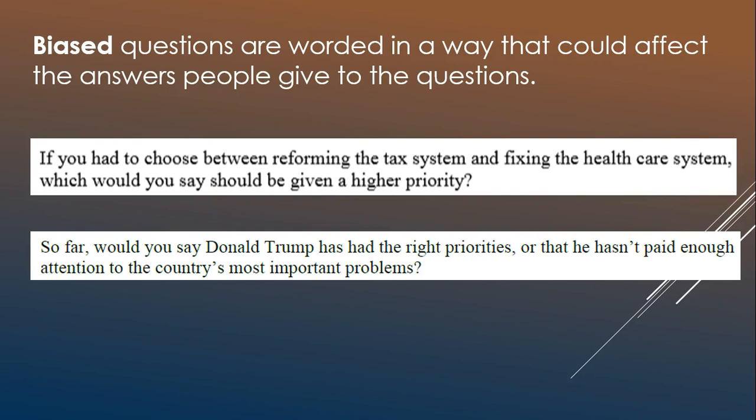Well, that could be a biased question because it's implying that there are two high priority things, fixing the tax system and fixing the healthcare system. And perhaps the person being asked thinks that there's another high priority thing and those two are not high priority, but they're still being asked to choose between those two things. So perhaps that's a biased question.